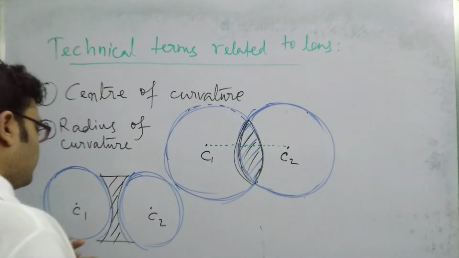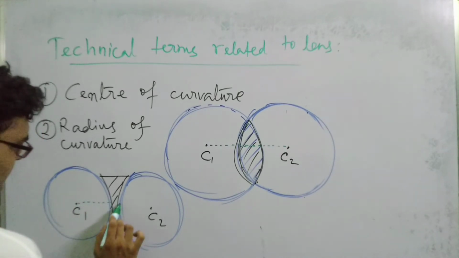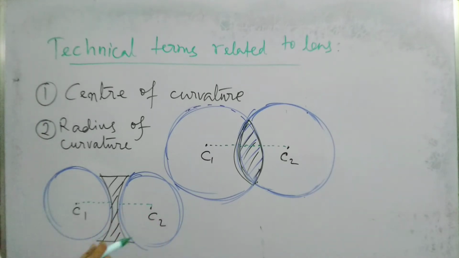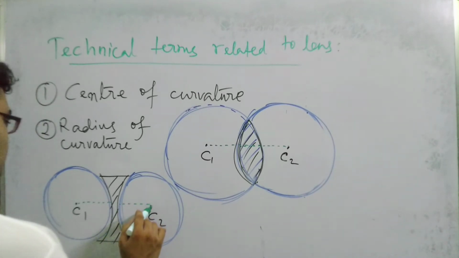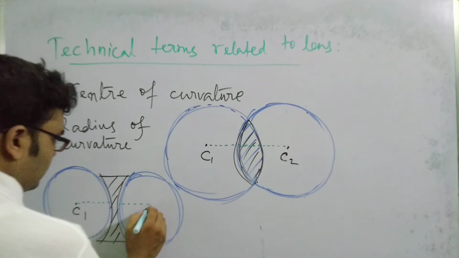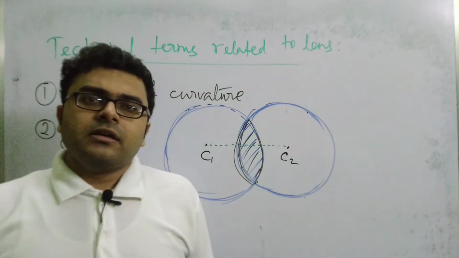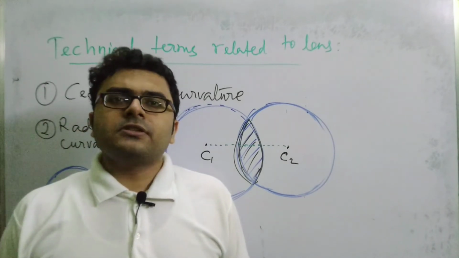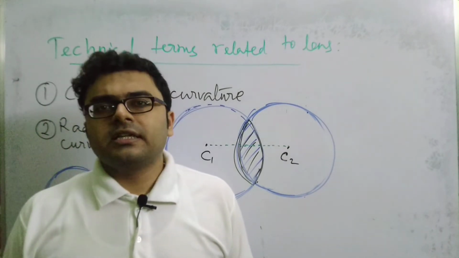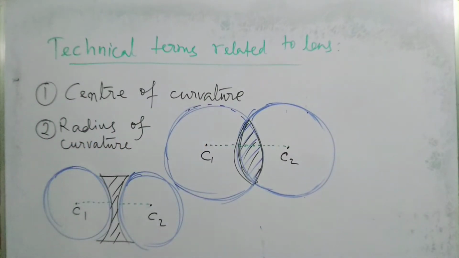So these two radii of the two spheres can be regarded as the radius of curvature. In case of concave lens also, there are two radii, this one and this one. So these are the two radii of curvature in both the cases. If I define the radius of curvature, you can define it like this: the radius of the two spheres of which the lens is a part is regarded as the radius of curvature of the lens.